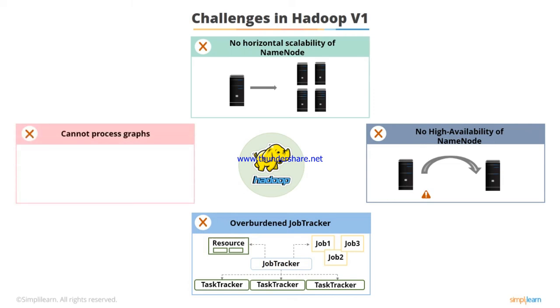Processing restricted to map and reduce tasks. The Hadoop version 1 cluster could only process map and reduce tasks. It could not handle any other specialized tasks, such as graph processing. This meant that the massive data stored on HDFS went unutilized.